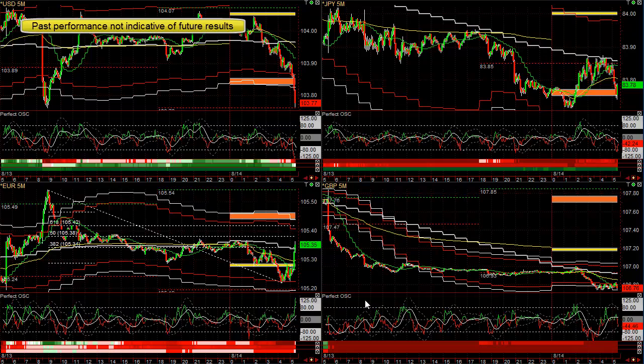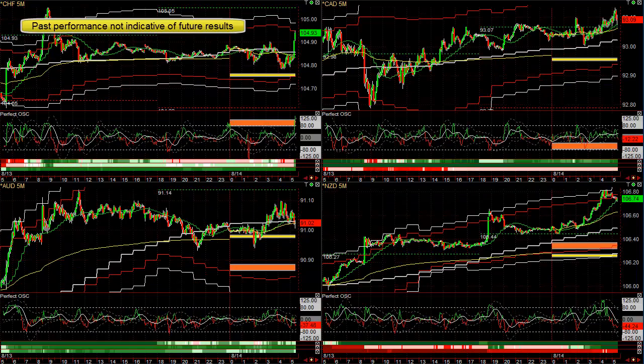Let's find another trade here. Now the pound is super weak. It's at its lower band. The daily, weekly, monthly trend is down, so I wouldn't be buying that one.